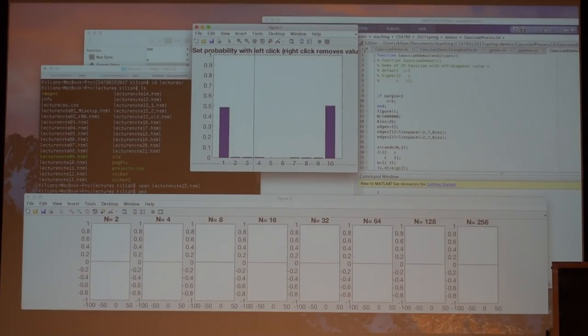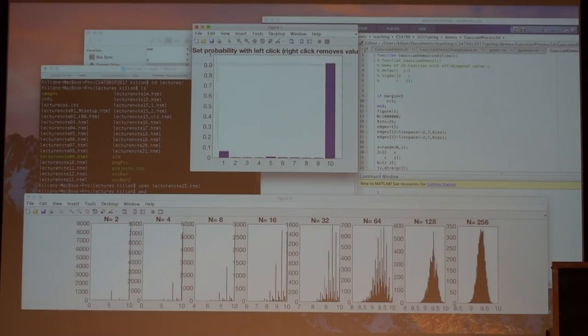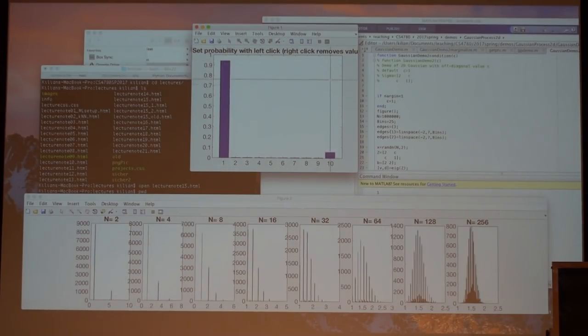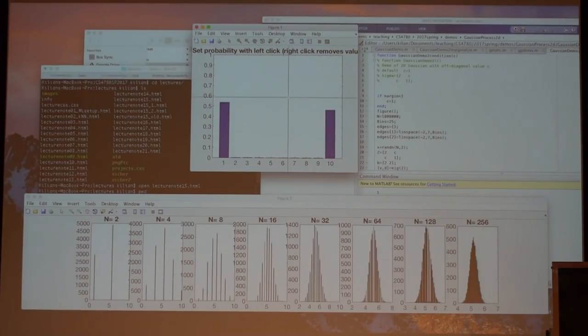Oh, I just broke it. I made it negative, but that doesn't work. Okay, good. I can't make it negative. All right. Let's make these really, really large. Okay, good. So now I've basically got nothing left in the middle.